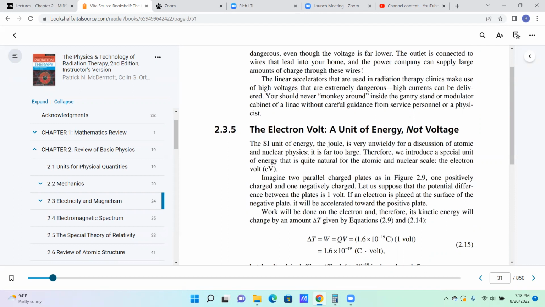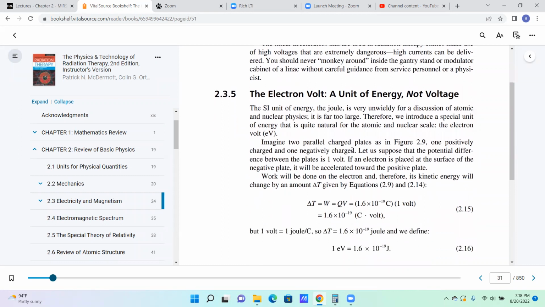Linear accelerators used in radiation therapy clinics make use of high voltages that are extremely dangerous. In other words, don't go monkeying around in there if you don't have to. High currents can be delivered. That's why you get the other service personnel involved. That way you don't have to worry about it.